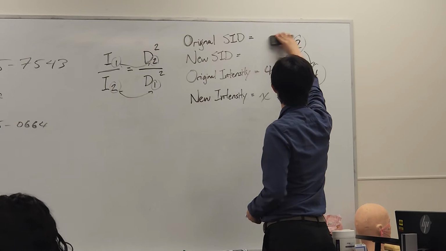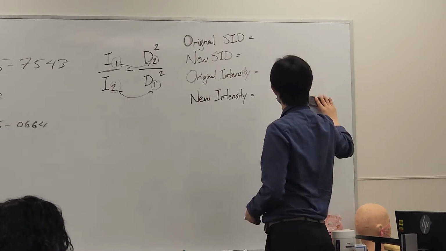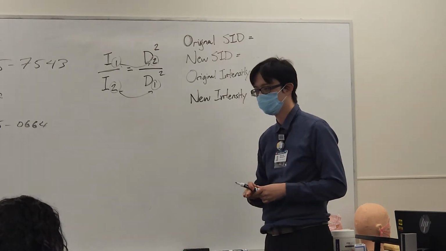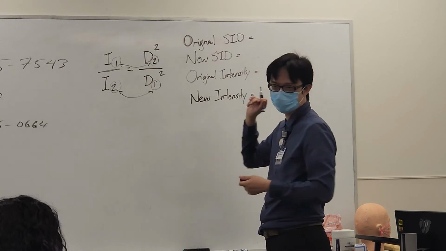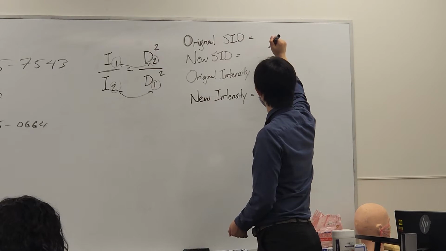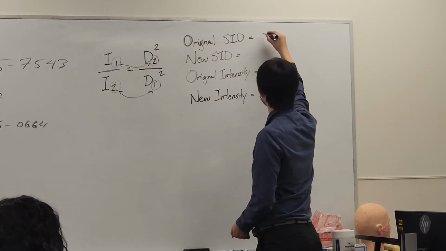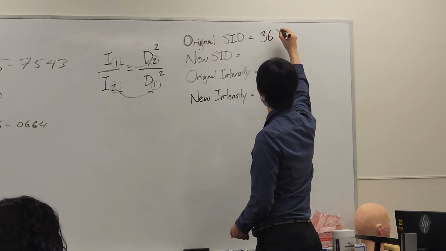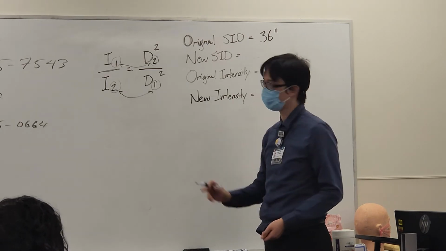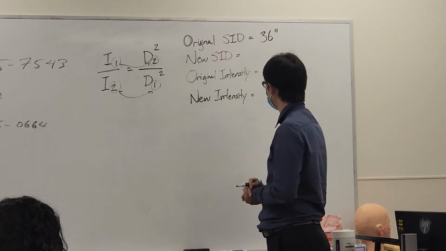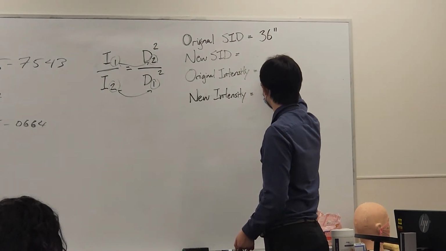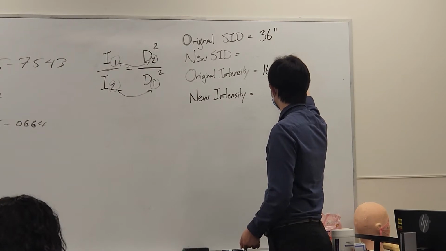All right, so let's change up these numbers here. We use brackets on this too? Well, yeah, you convert the fractions. Now, let's say our original SID is 36 inches. And let's say that at that original SID, our intensity is going to be, let's say, 16 milligrays.